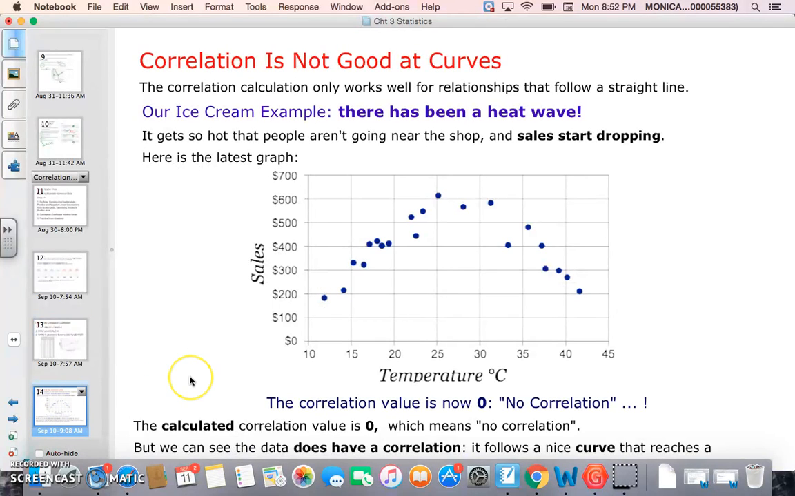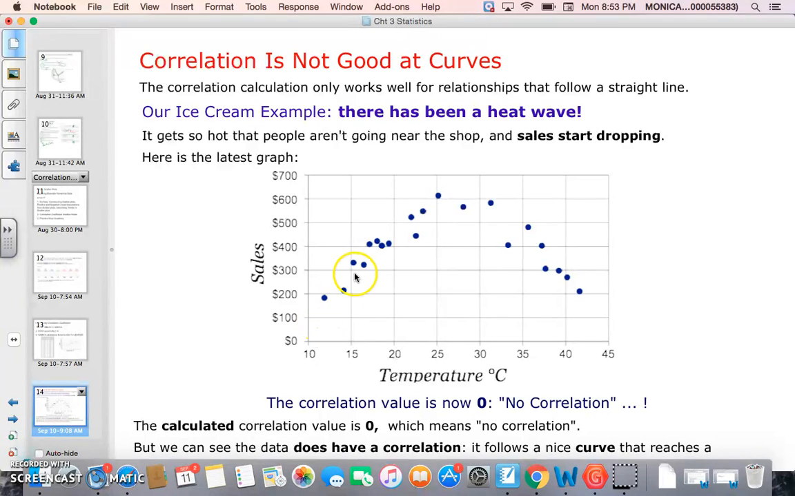All right, let's move on. Correlation is not very good with curves. The correlation coefficient is excellent for determining the strength of the association between linear data, but if you have a curve in the data, though this is a strong non-linear association, you can't really put a number on it.